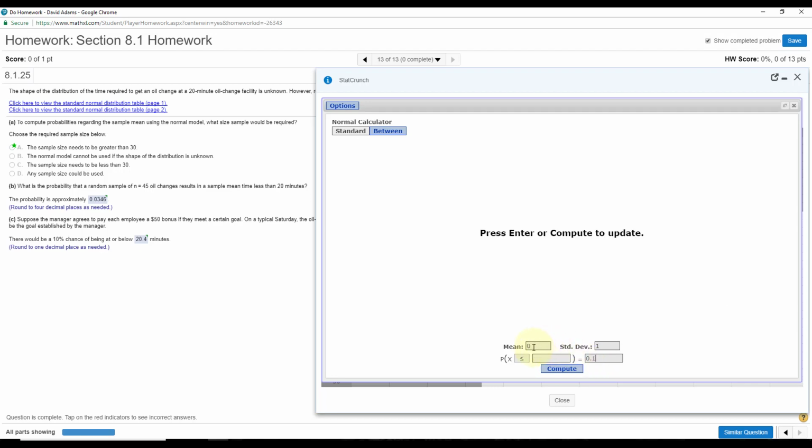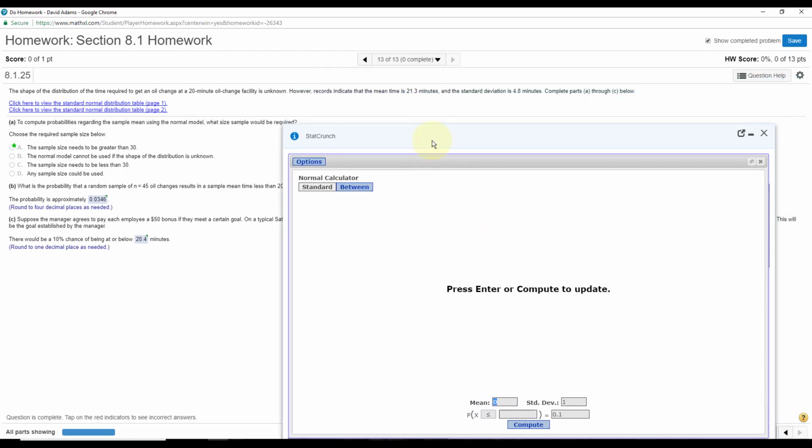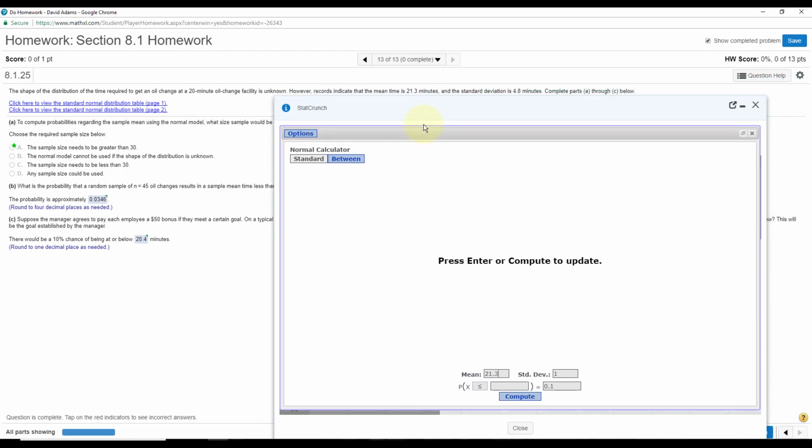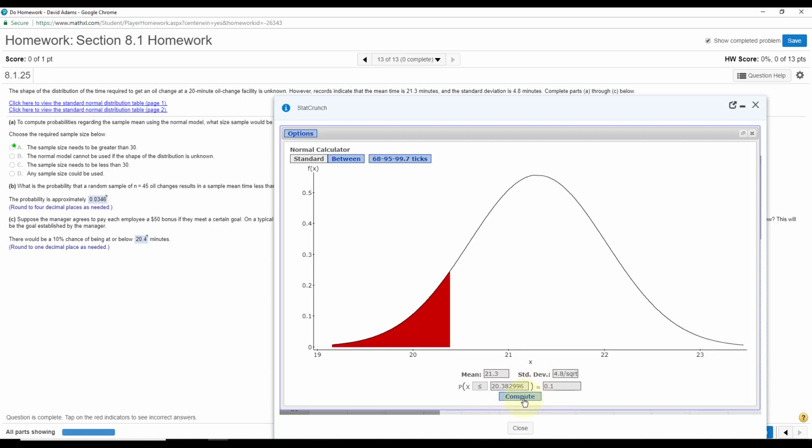Okay. And the mean is 21.3, and the standard deviation will be 4.8 divided by SQRT, 45. Close that. Now I'm computing the cutoff. See, I left that blank, but I put it in the area. And the cutoff is 20.38. Rounded to one decimal place, 20.4. What they're asking me to do is less than or equal, okay, put in the mean, put in the standard deviation, and set the probability to 10%. Okay, hit compute, and it gives me the value.